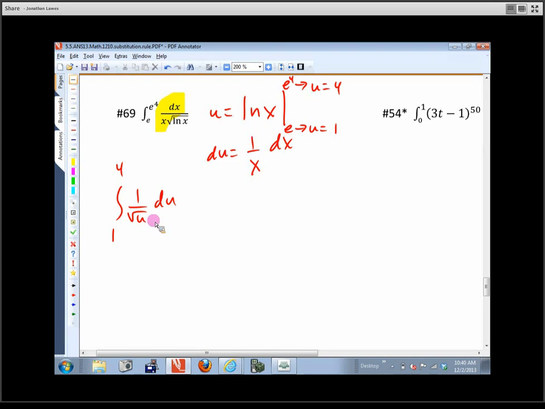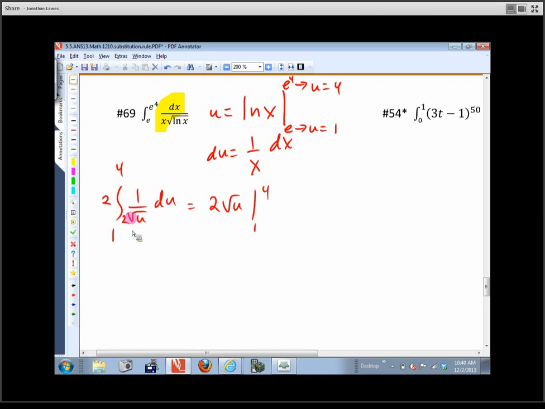Anybody know what the antiderivative is without looking? It is 2 square roots of u. One way that you could do that would be if I need a 2 down here so I can recognize that, let's multiply by 2 and let's divide by 2 at the same time. So this antiderivative would be the square root of u with the 2 sitting out front. So this would be 2 square root of u evaluated from 1 to 4.